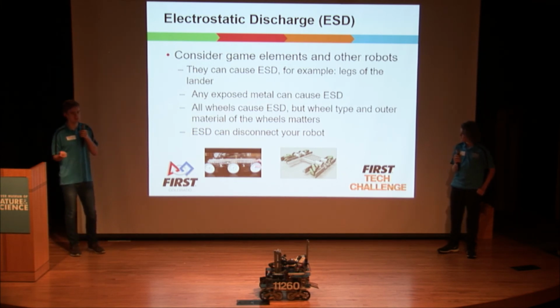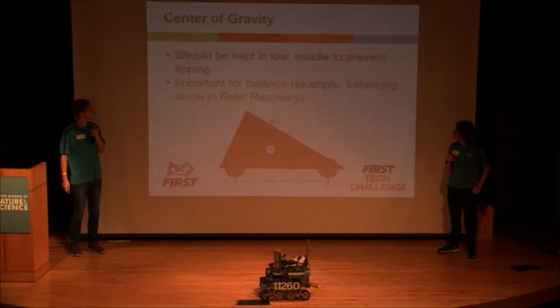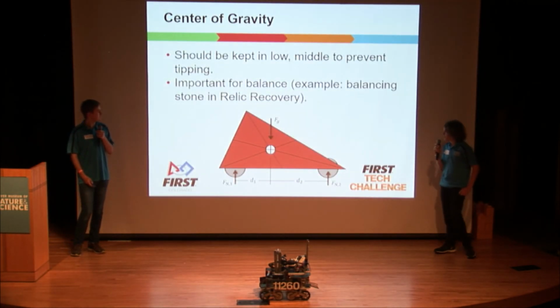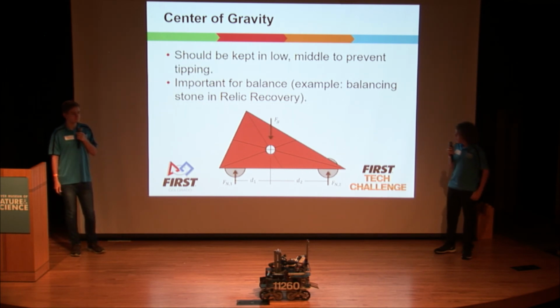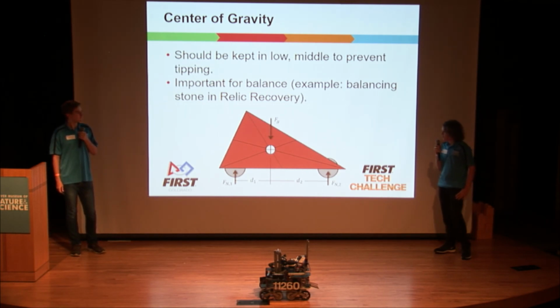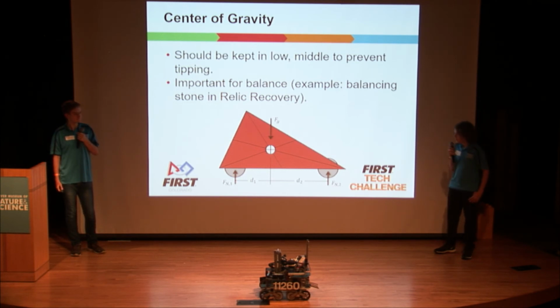So that's a resource to consult on the forums. The last thing you want to consider when building your robot is the center of gravity. If you have long arms or other things, then you want to be conscious of tipping your robot. So you just want to make sure that your center of gravity is low and in the middle of your robot.